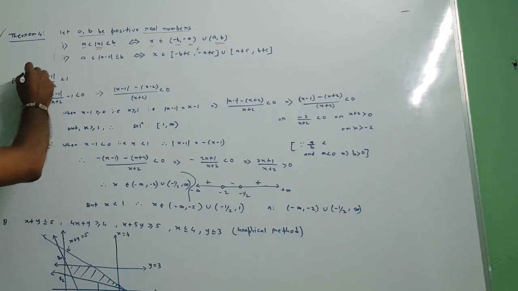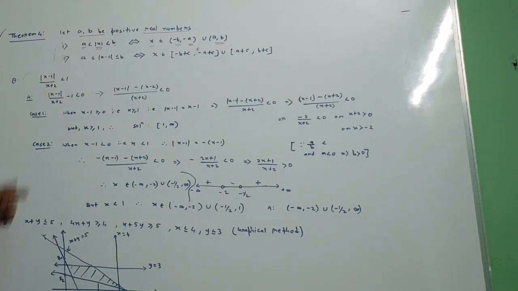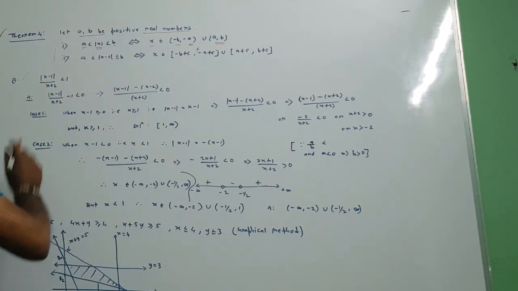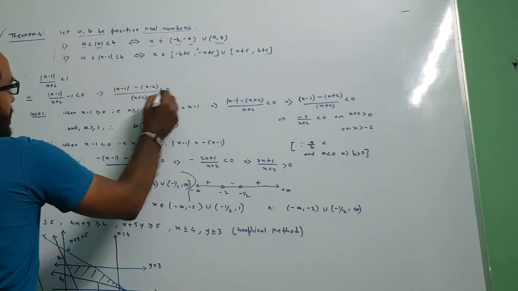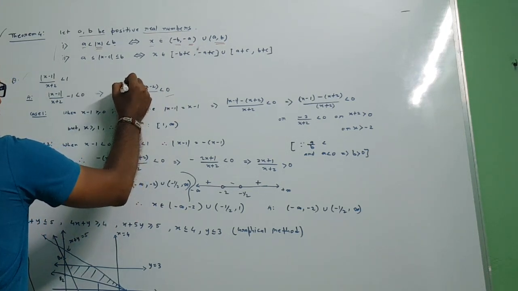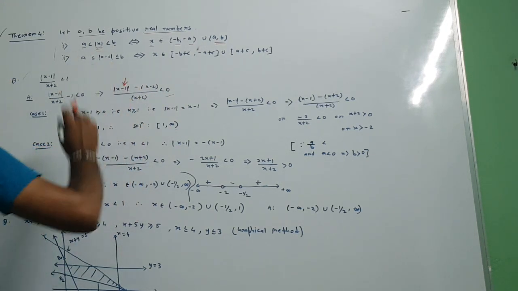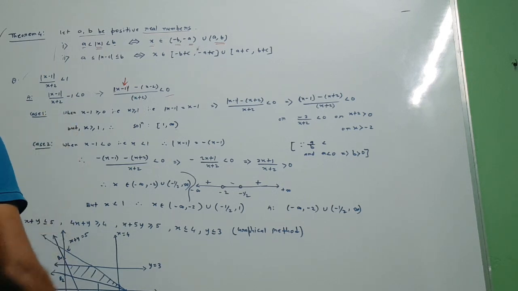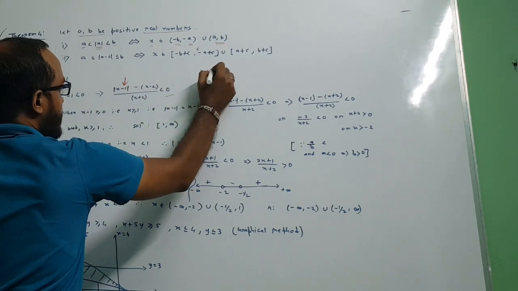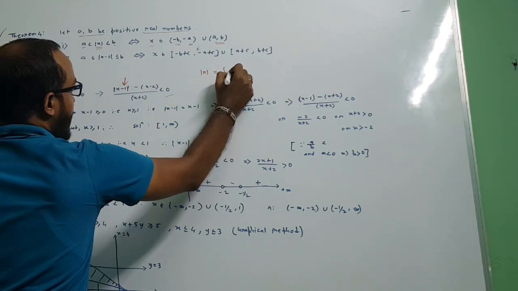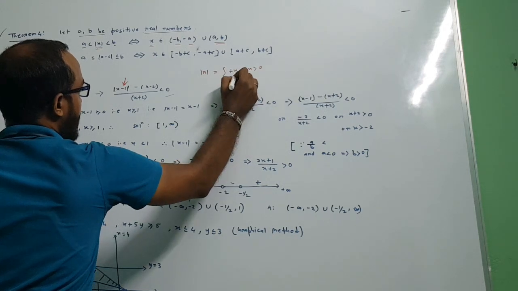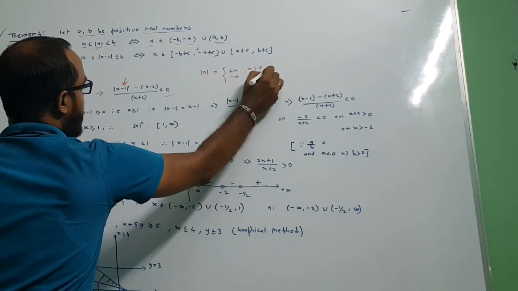Let us solve one problem. See, mod of x minus 1 by x plus 2 is less than 1. Take minus 1 here, simplify here. So in this case we can see that we have a mod sign. So we know that mod of x is plus x when x is greater than 0 and minus x when x is less than 0.